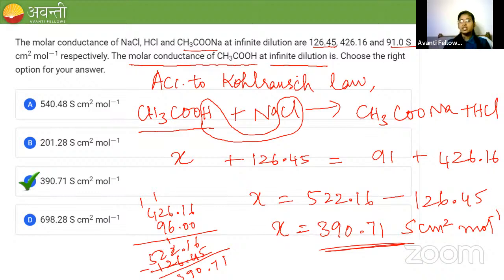They have given the molar conductance for 3 compounds and we are asked to find out the molar conductance for one compound. So from the 3 given values, try to form the equation and then get the answer. Okay, so we'll move on to the next question. Any doubts from this question, students? Shall we move on to the next question?